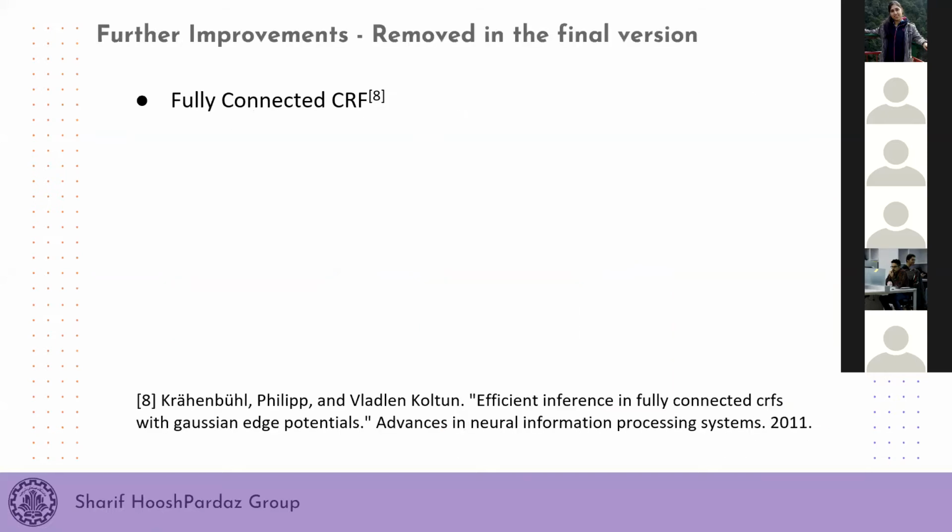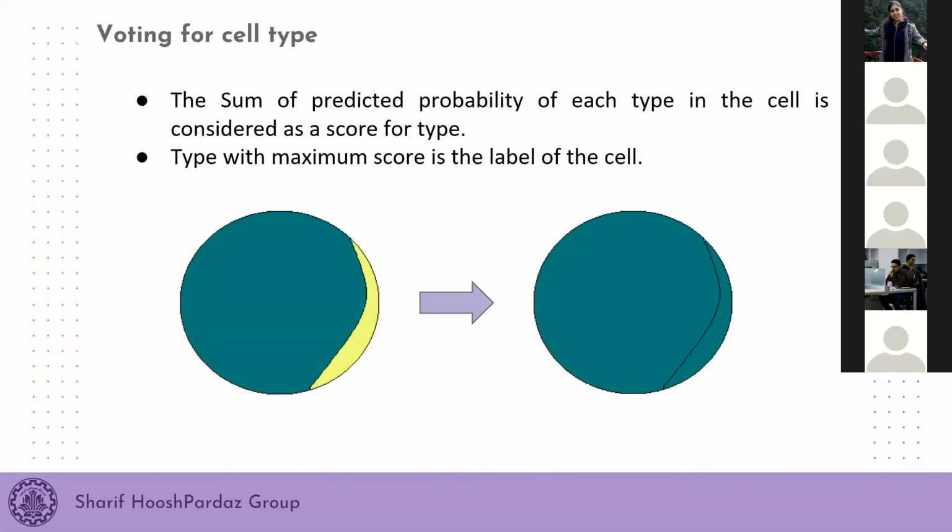So in the first versions of our algorithm, we tried using dense CRF, but we did not succeed in improving the results, and it also increased the time needed for post-processing by about 10 times. So finally, we decided to exclude it from our post-processing pipeline in the final version. And for assigning a label to the cells we split in the previous steps, we used a voting mechanism. The score of each label is the sum of the probability of related type over pixels of the cell. And the final label is the type with the maximum score.